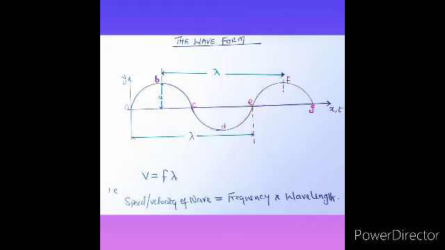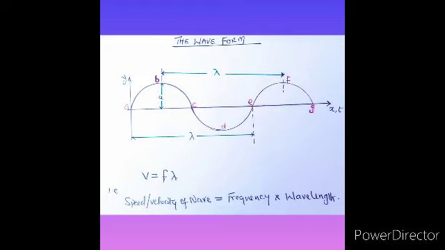Now look at the diagram that you have before you. This is the diagram of a waveform. You can see the wave going from the point A all through to the point G. Now the distance between A to E is equivalent to one wavelength.